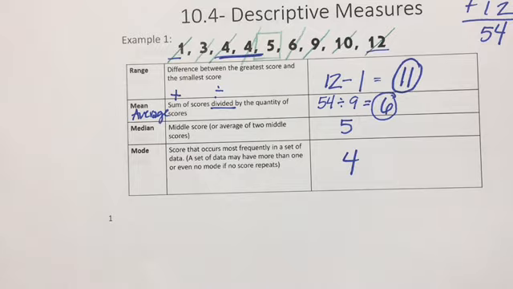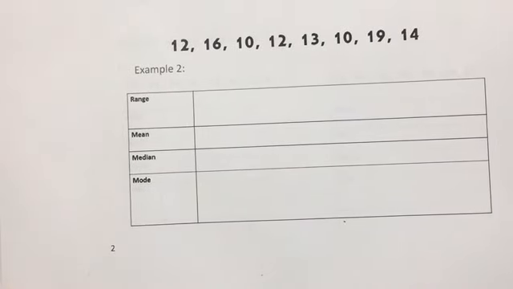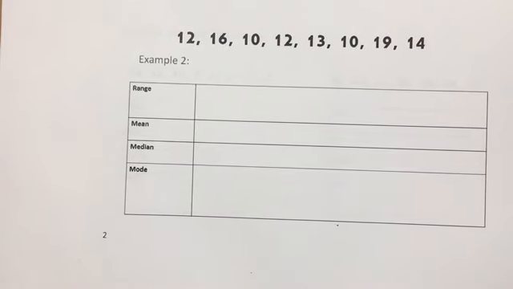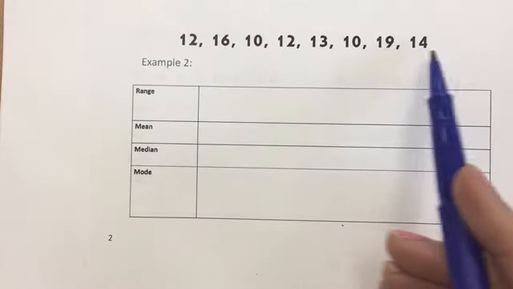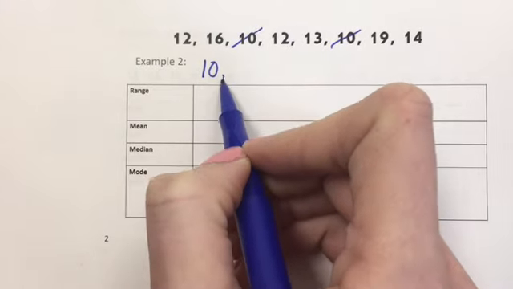All right, let's come down here and let's try example 2. We've been given another data set. Again, the first thing we need to do is order the data set. Notice it has not been ordered here. So we're going to do that least to greatest. I look for the smallest number. I see a 10 and I see another 10, and I just cross them off so I don't forget any.